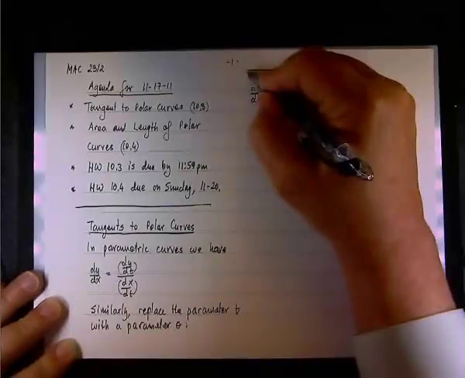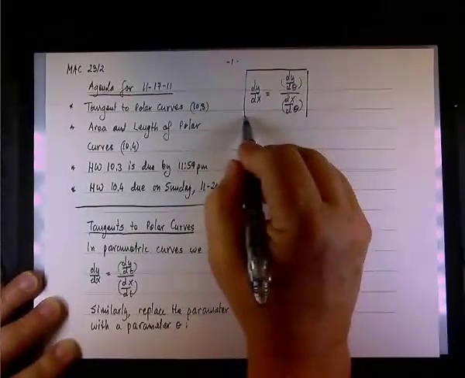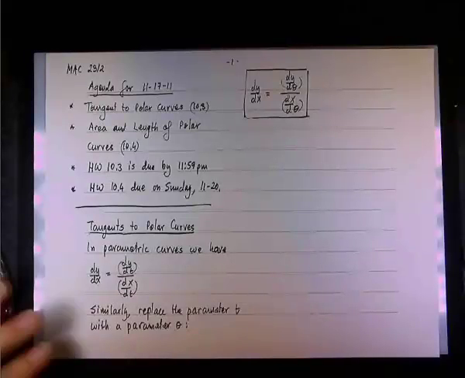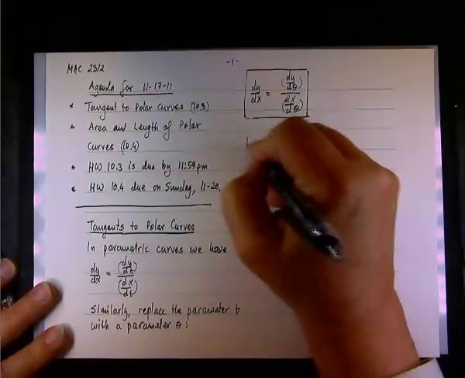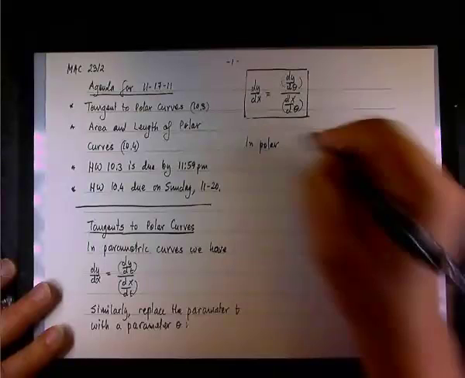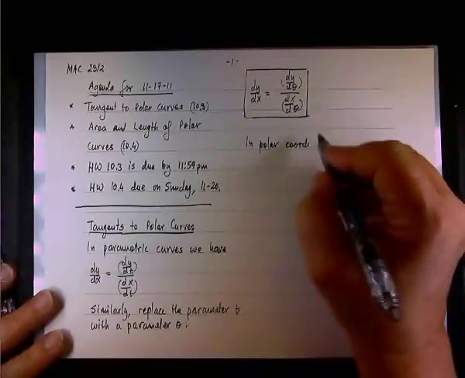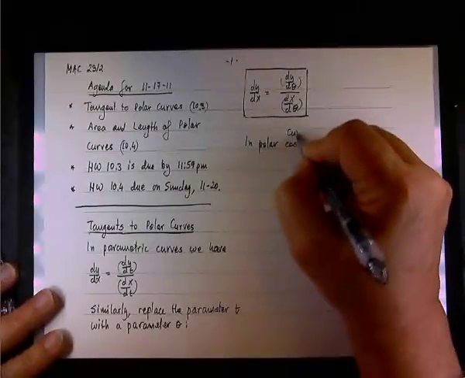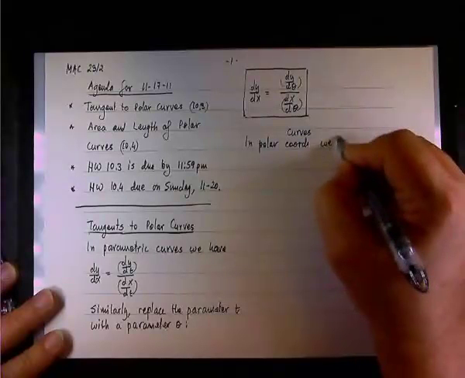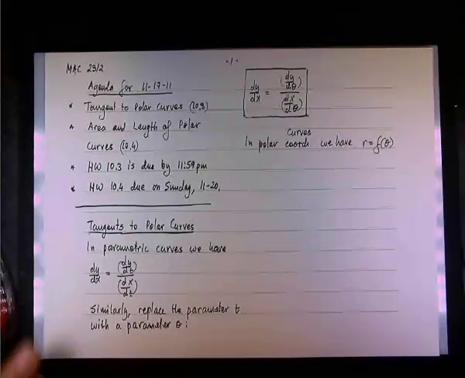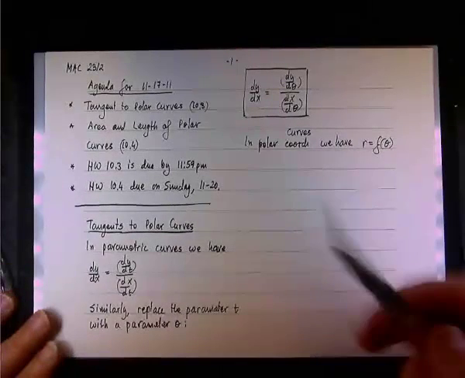So at this point, we use the same definition that we had for parametric curves, applied to the polar. Where is the difference? Well, the difference is the conversion. In polar curves, we have r is a function of theta, as we saw last time.